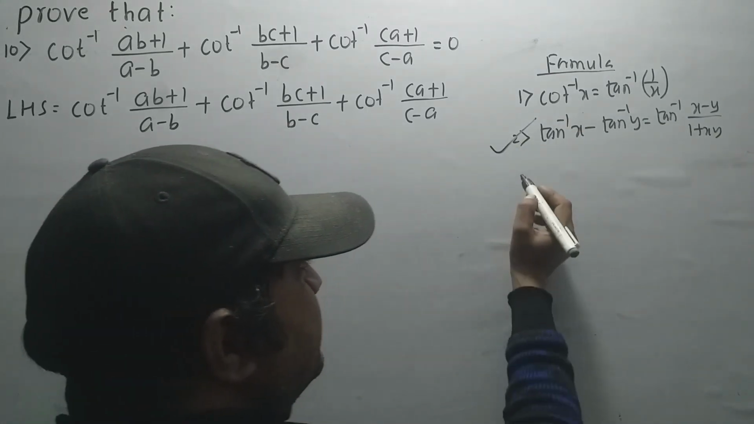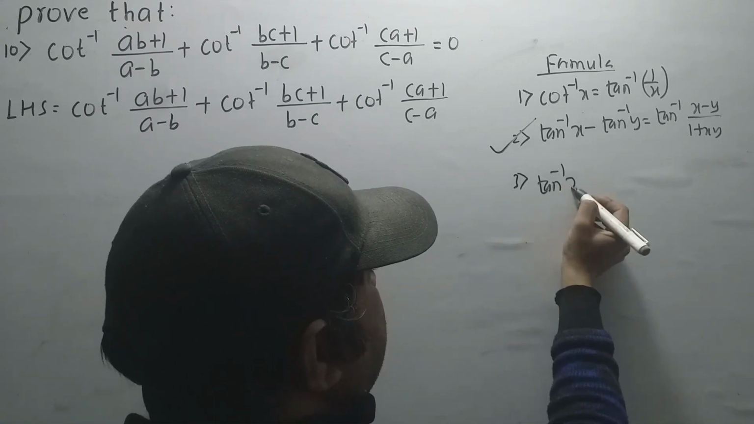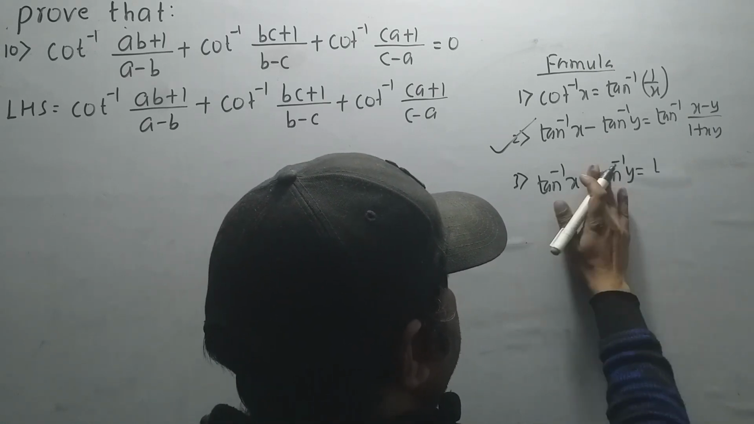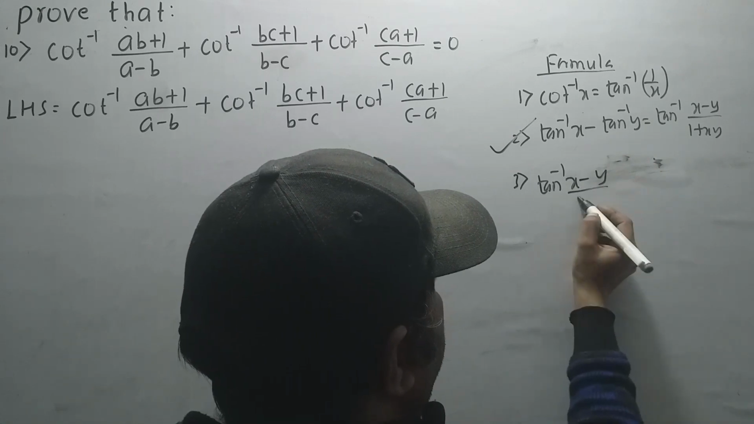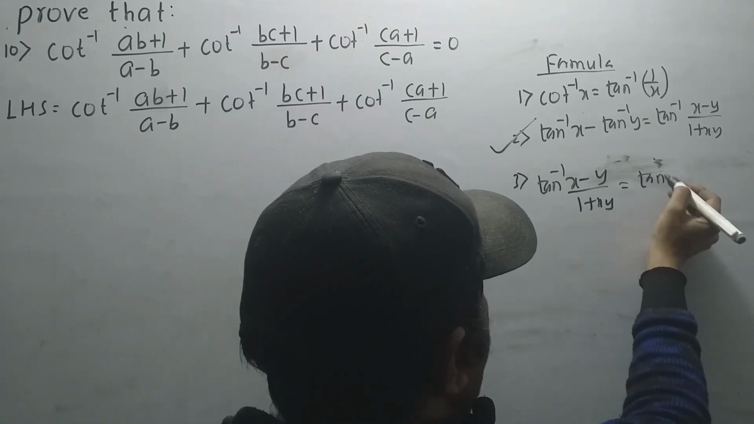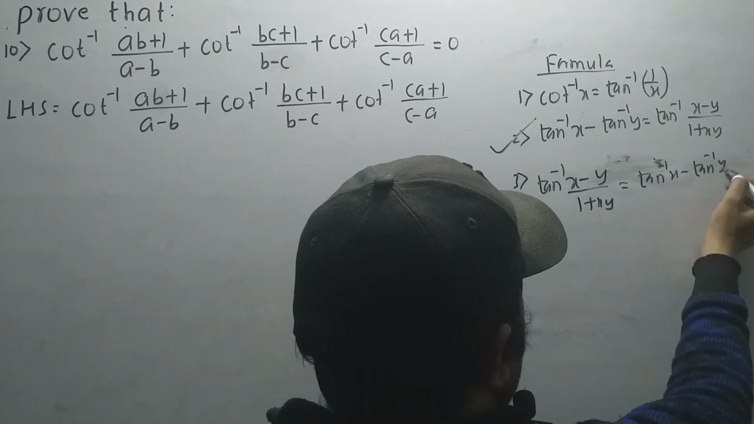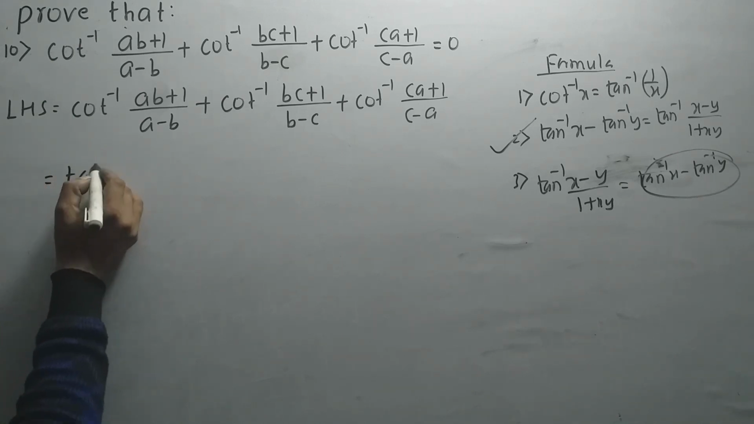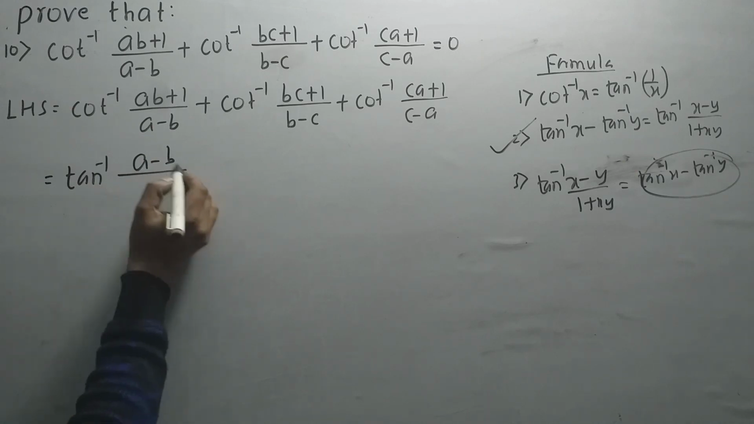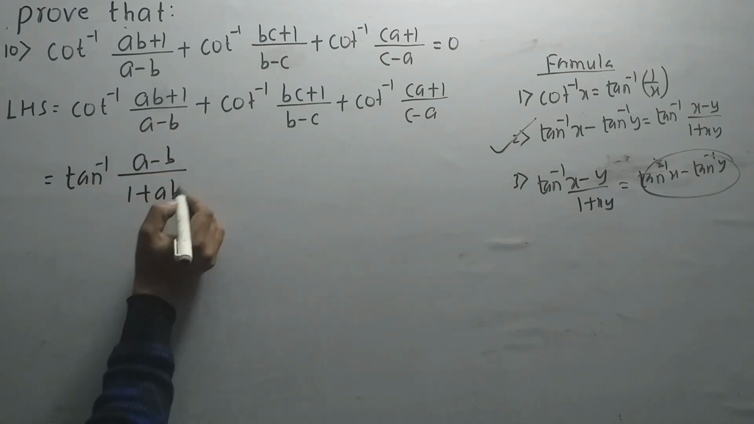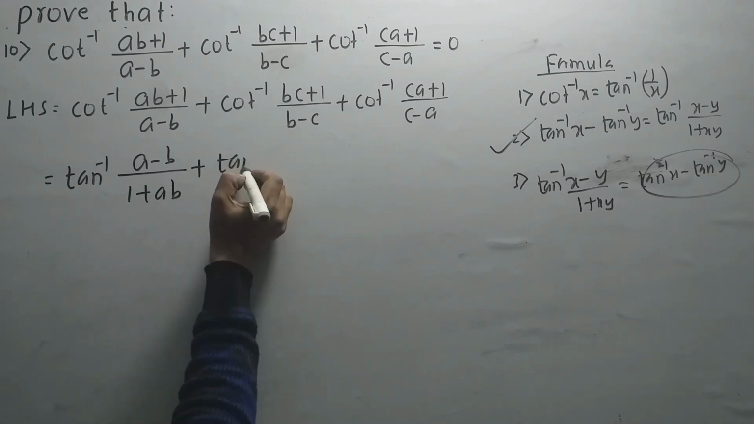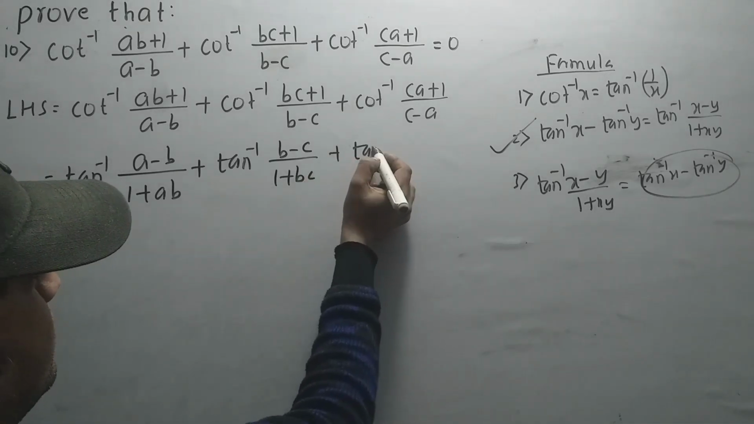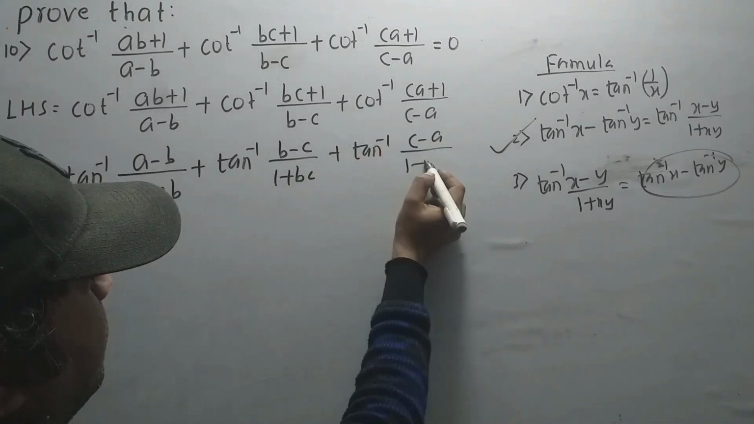So write this formula in reverse order. Tan inverse x minus y by 1 plus xy, you can replace that by tan inverse x minus tan inverse y. Now after that, make it reciprocal. So cot inverse, you can write here tan inverse, make it reciprocal, a minus b, write this 1 first, 1 plus ab. In a similar pattern, tan inverse b minus c by 1 plus bc, plus tan inverse c minus a by 1 plus ca.